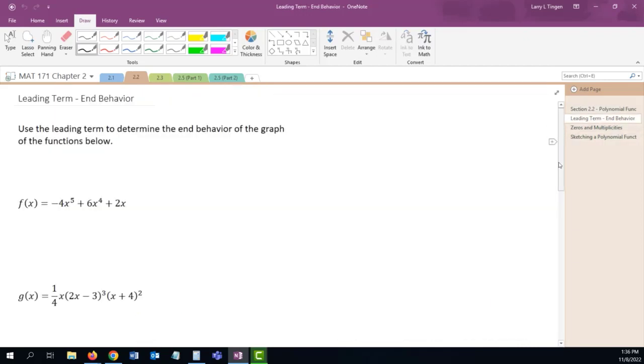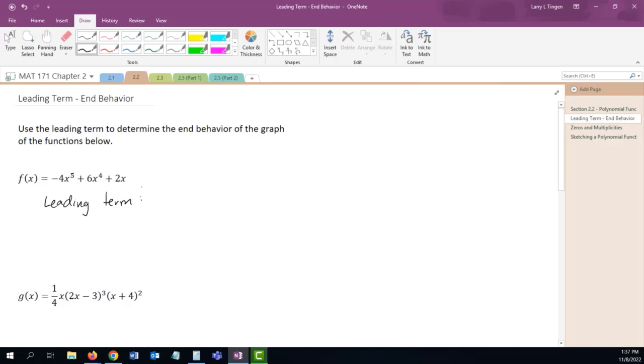All right, so let's take what we just said and use it to our advantage. Use the leading term to determine the end behavior of the graph of the functions below. Notice I'm not even going to sketch these, I don't have to graph these. Okay, leading term. The leading term is the term with the highest degree of the variable.